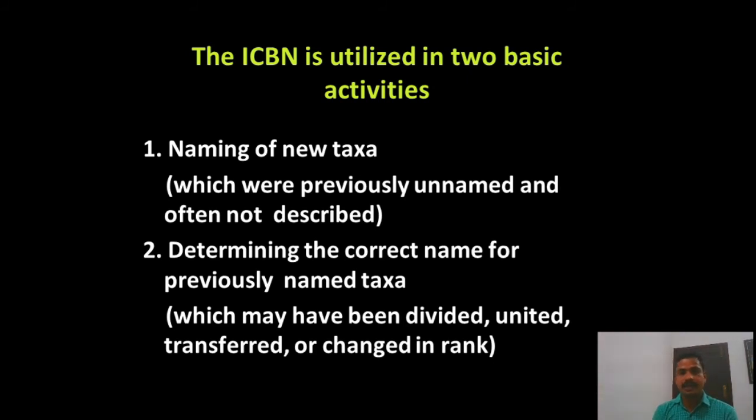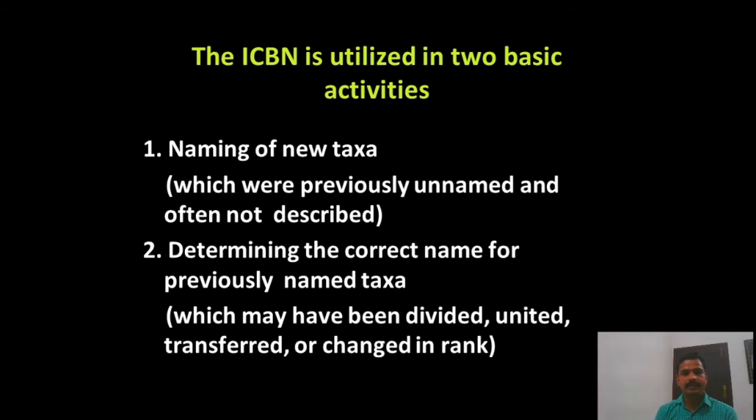So the 2 basic activities of ICBN are, one is naming of taxa which were previously unnamed and often not described. So giving names to new taxa, maybe species, infraspecific category, genus, family, or any category. So the first function is naming of taxa of undescribed new species.